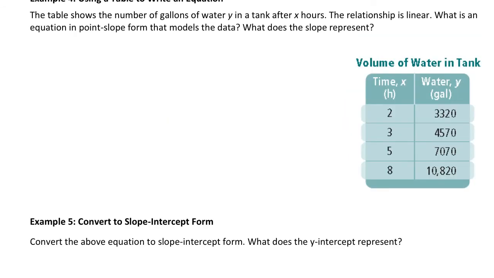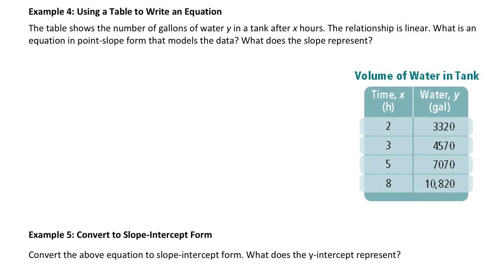Moving ahead, using a table to write an equation. The table shows the number of gallons of water, Y, in a tank after X hours. The relationship is linear. What is an equation in point-slope form that models the data? What does the slope represent? That is an important question.